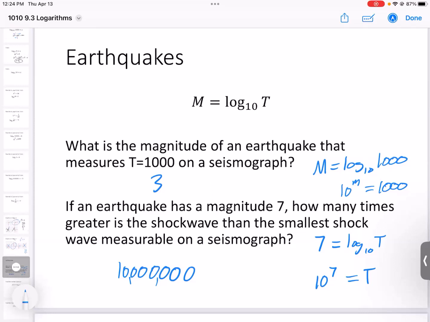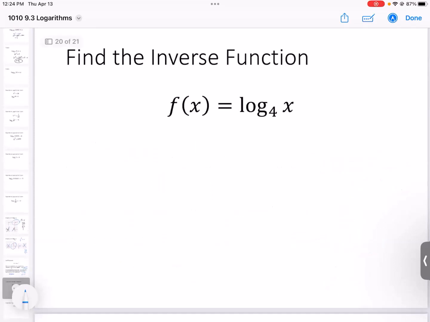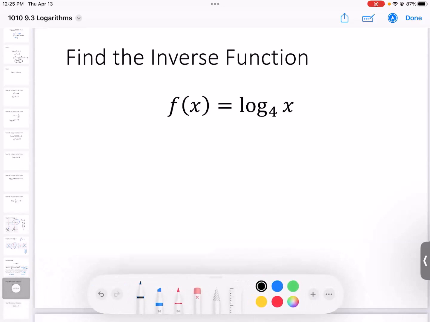So you have earthquakes. And then the last few questions on your homework will ask you to find inverse functions of logarithms. So if we were to graph this function, it would look kind of like those graphs we were graphing earlier. And the inverse of a logarithm function is an exponential function. It was a little while ago that we did inverse functions, but do you guys remember how to find them? I think it was actually even unit 1, maybe. You guys remember?